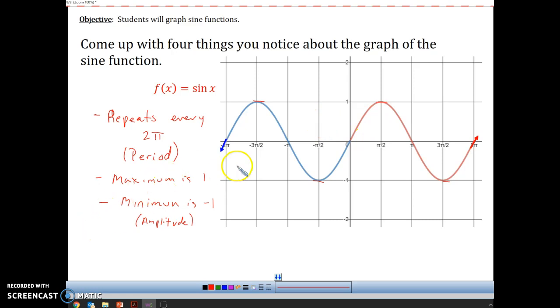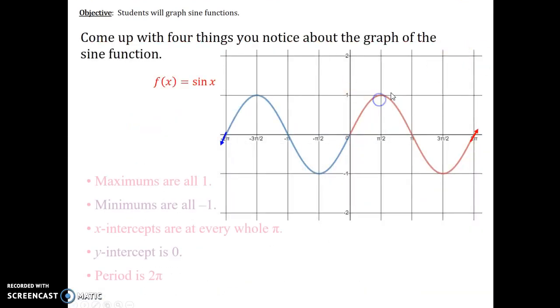Maybe the last thing that you notice here is that the intercepts occur every pi. So intercepts every pi unit. So it crosses over the x-axis at every pi unit. Okay, so this is the parent function sine of x.